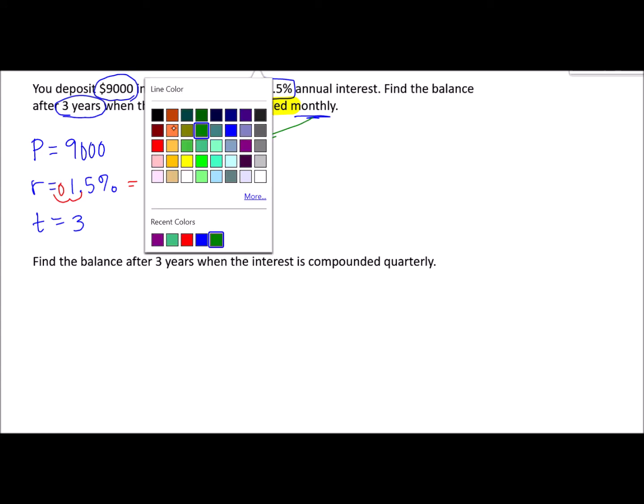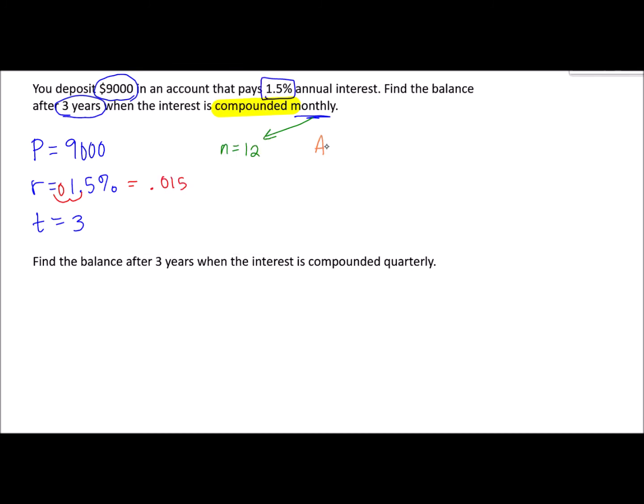All right, let's plug it into that formula. A equals capital P, so 9,000. You'll have all these formulas, so you don't have to worry about memorizing them or anything. Okay, 1 plus, whoops, I forgot my N. 1 plus R, so 0.015 over N, which is 12. And then up in the power is N times 3.